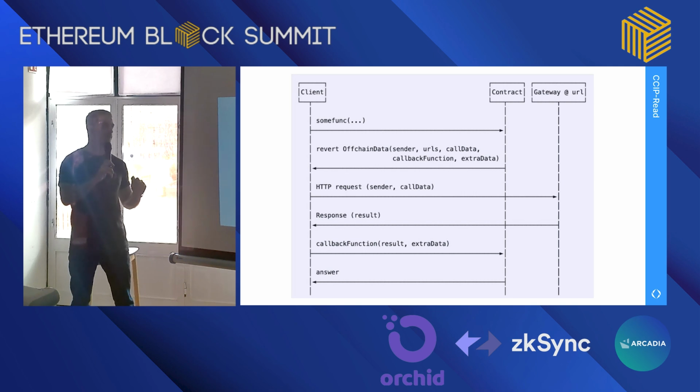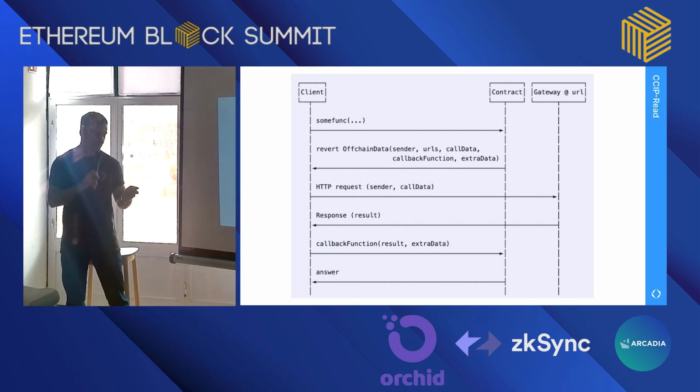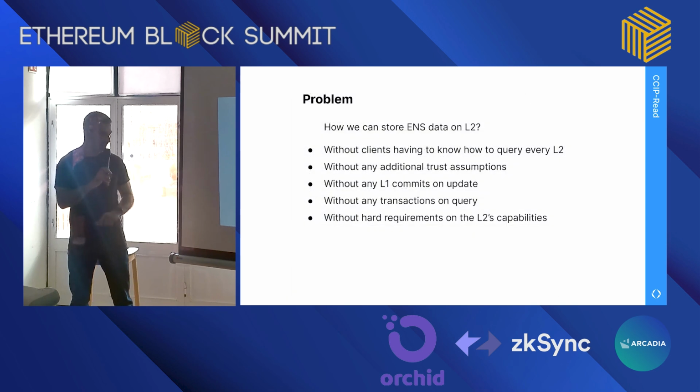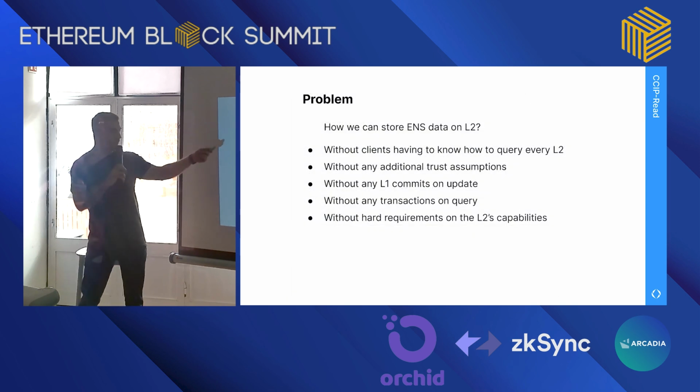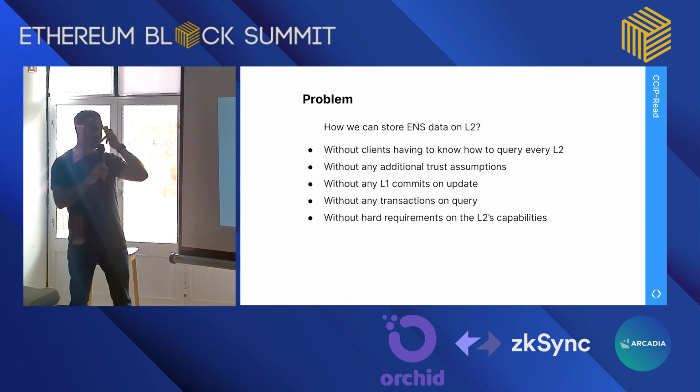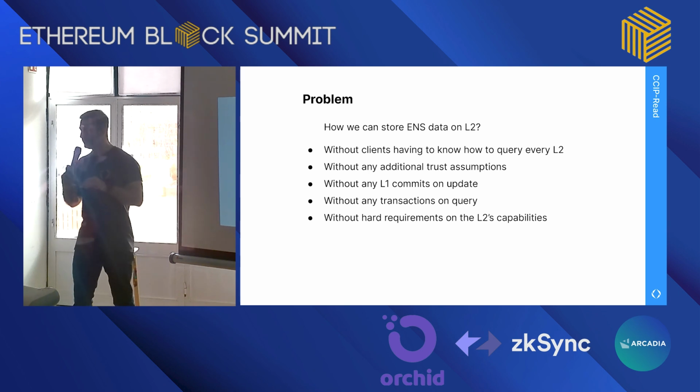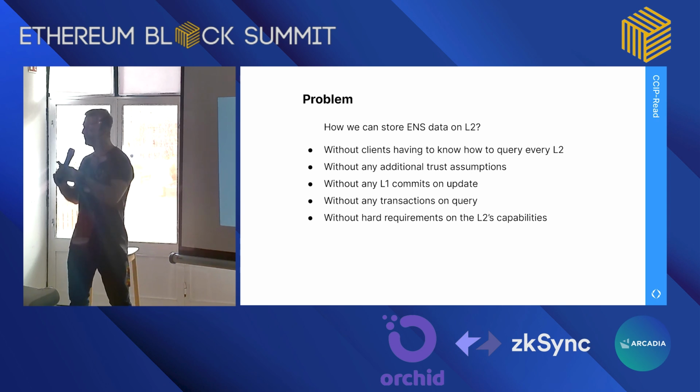Then after that, I will just go back to the problem. So now, we were saying that without having to know how to query every L2, we realized that this primitive of state proofs is universal for all L2s because they have to work with the L1. So it is a must for them to implement this primitive. And we can use it for our benefit.